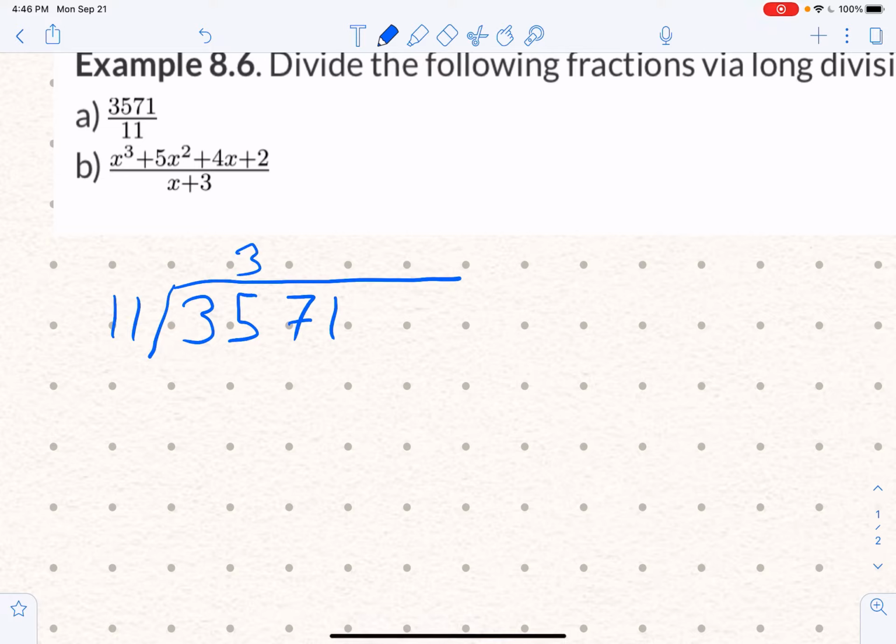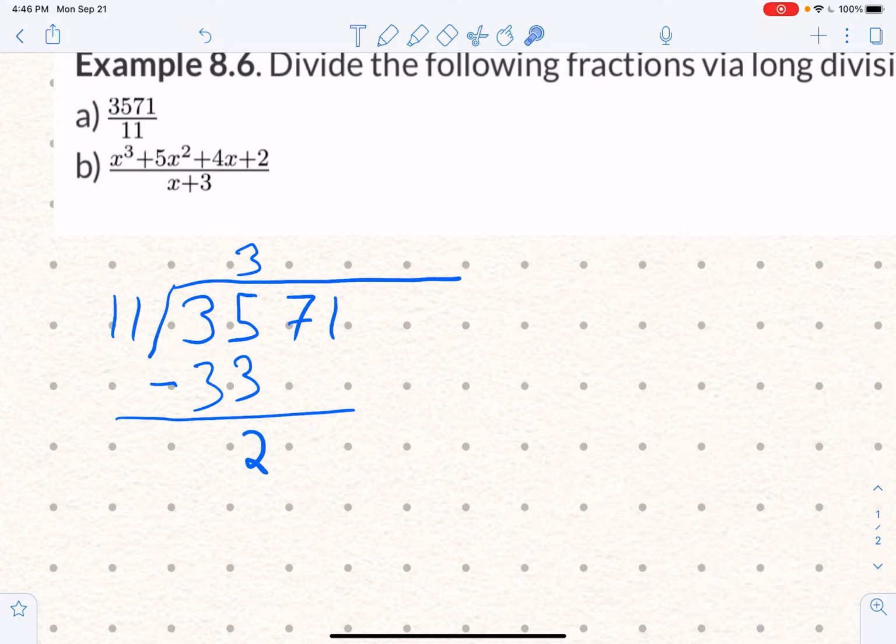Now, we multiply the 3 by the 11 and put the result underneath. So 3 times 11 is 33. Next step, this is important. We put a subtraction in front of that 33. That is, we multiply that 33 by a negative 1. And then we subtract 35 minus 33. 35 minus 33 gets us a remainder of 2.